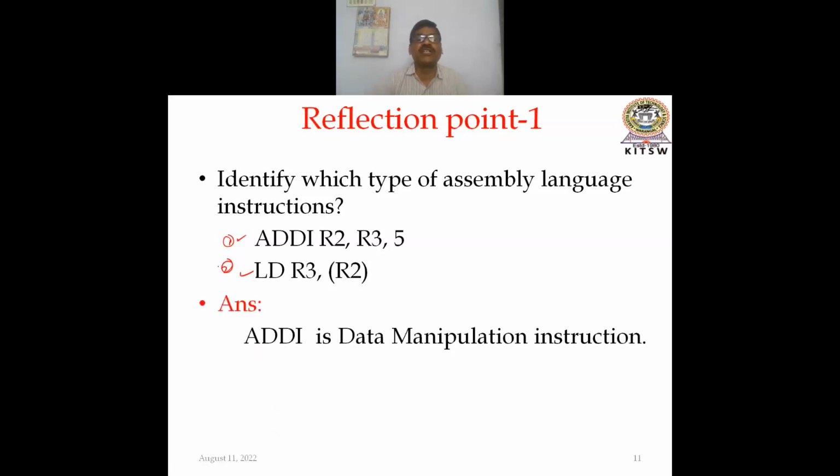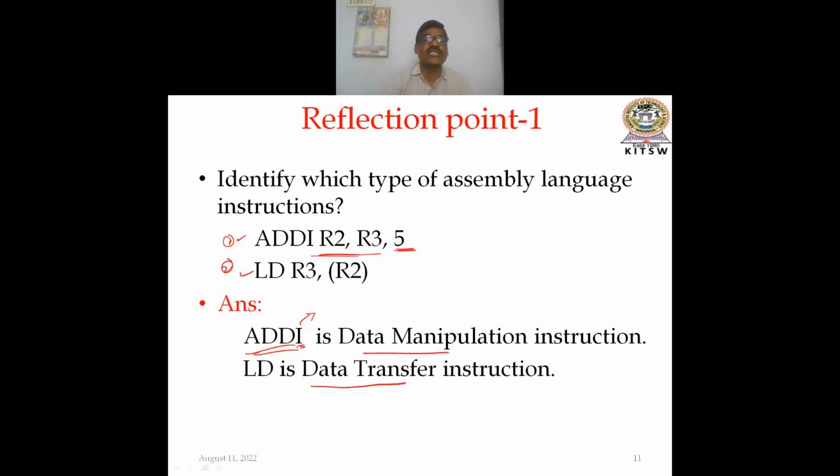ADDI is a data manipulation instruction. It is used for manipulating the data stored in any of these operands, either register operands or memory word operands. Why have we used I here? Because an immediate operand value is specified here. Then next, LD is a data transfer instruction. LD is load, ST is store.